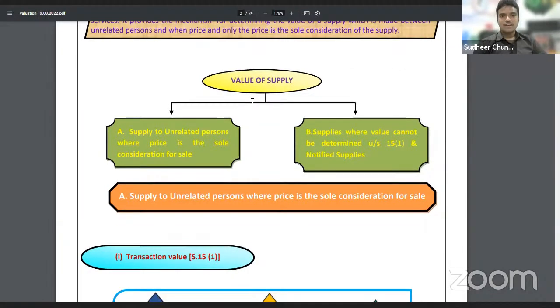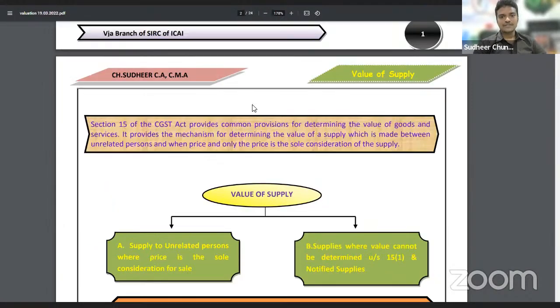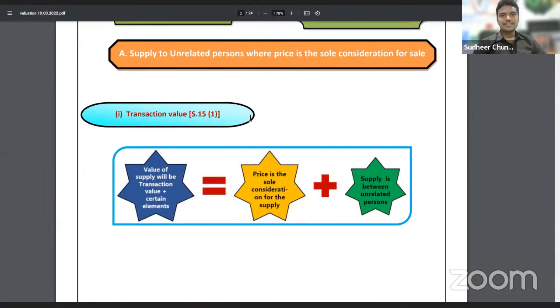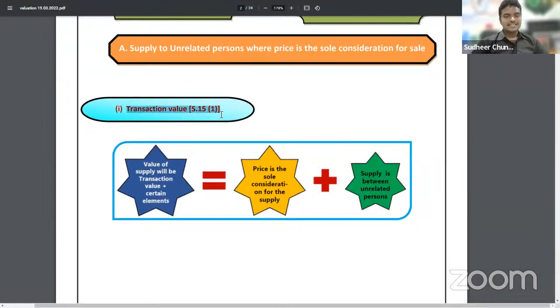So first of all, value of supply. Value of supply means nothing but the price at which the transaction has been made. Transaction value under section 15. Mr. A has sold goods to Mr. B. On what value is GST required to be paid? Generally, A is going to issue an invoice to Mr. B. In that invoice, if they write rupees 1 lakh, on 1 lakh they will pay GST. If they write 2 lakhs, on 2 lakhs they will pay GST. That means whatever is written in the invoice is what is liable to GST as per section 15.